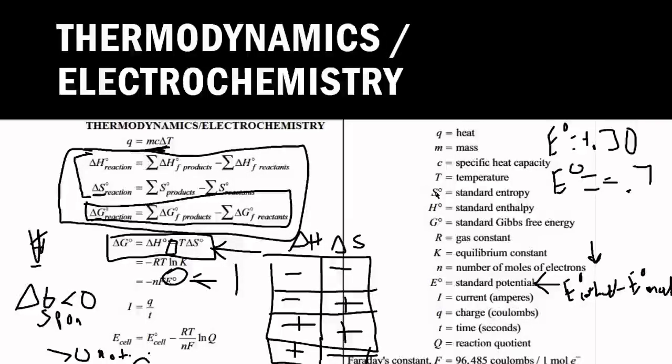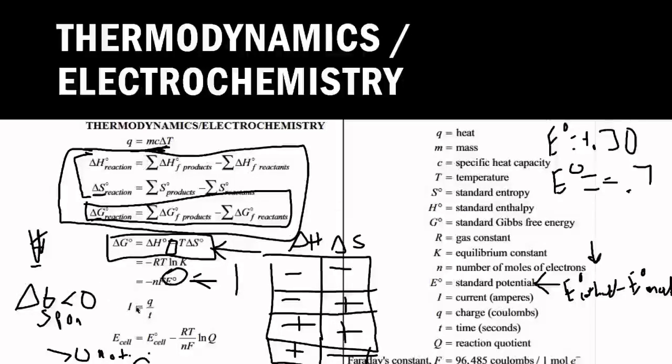So if you're given two standard E degree values from an equation, all you have to do is make sure that you flip one so that if you add them together, it's a positive number. That's all you have to do. It's very, very simple.